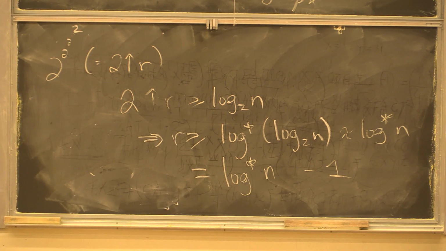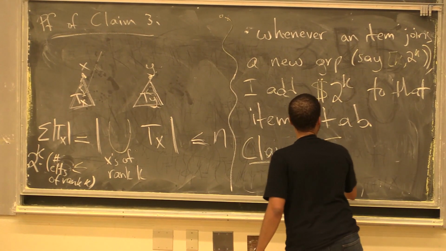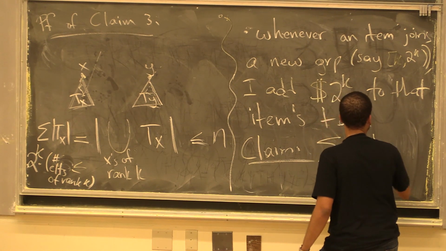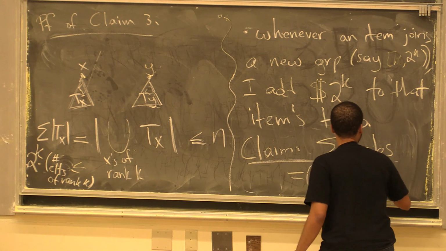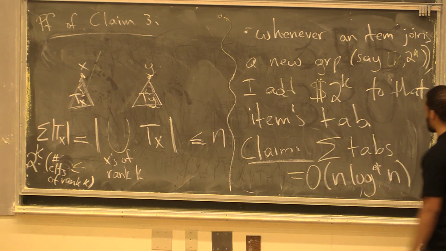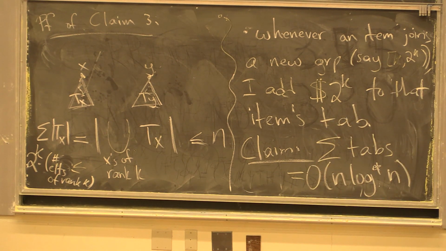And then the claim will be that the sum over all tabs is going to be O of n log star n. We're running out of time, so I'll prove that next time. Actually, O of n log star n.